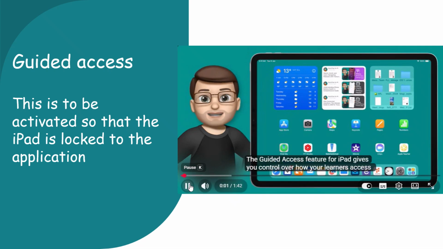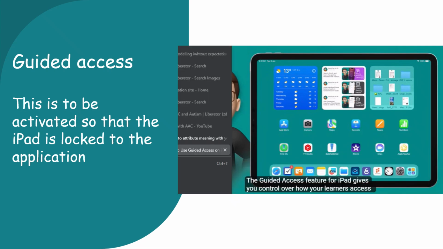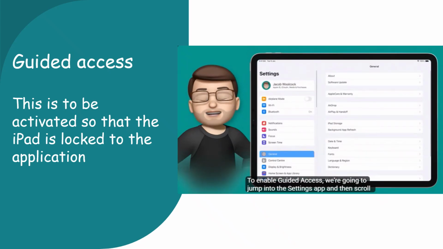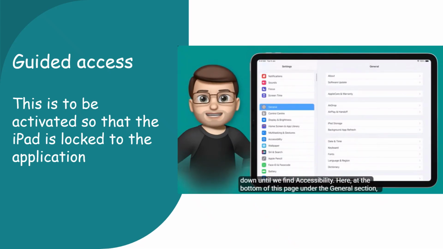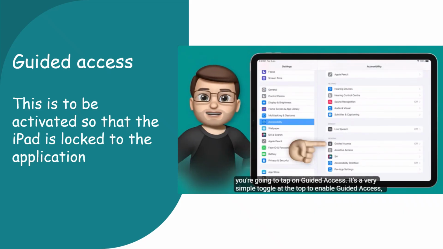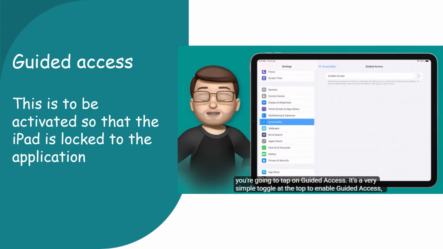The guided access feature for iPad gives you control over how your learners access the device, meaning you can lock them into a certain app and even disable parts of the screen so they can't accidentally leave and go somewhere else. To enable guided access, we're going to jump into the Settings app and then scroll down until we find Accessibility. Here at the bottom of this page, under the General section, you're going to tap onto Guided Access. It's a very simple toggle at the top to enable guided access.